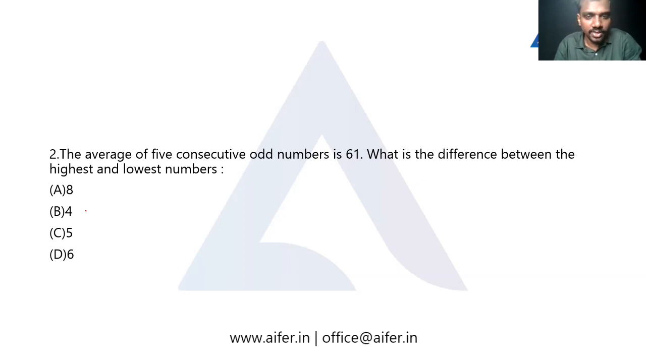The average of 5 consecutive odd numbers is 61. What is the difference between the highest and lowest numbers? Okay, so I will try to do it.